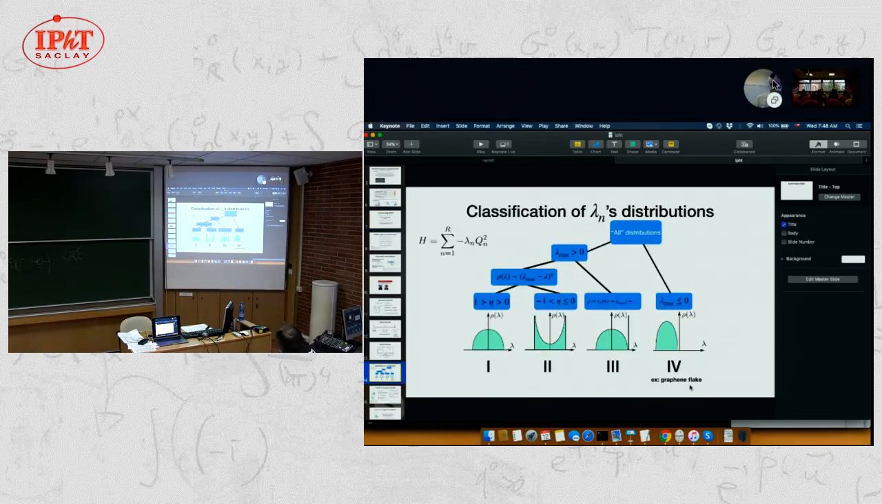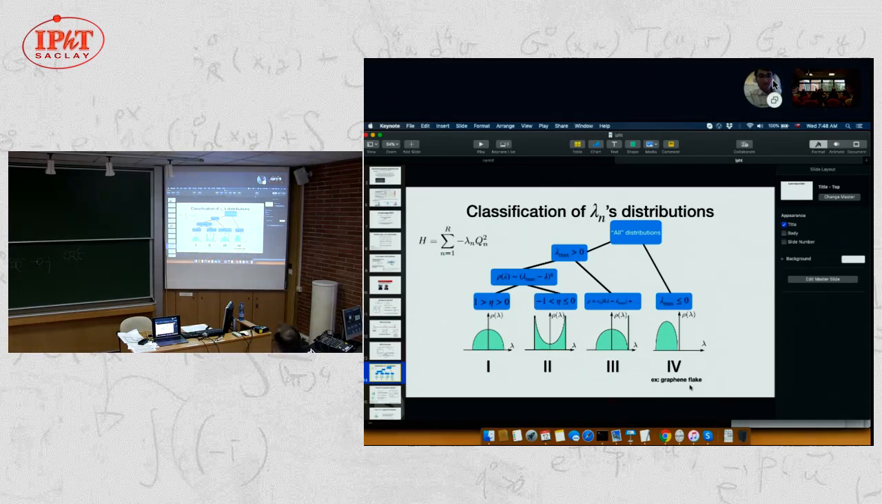And now there's still a question whether it is really class 4, because if you want to go from graphene to class 4, you still need to assume that some matrix elements are featureless, and that remains to be checked.